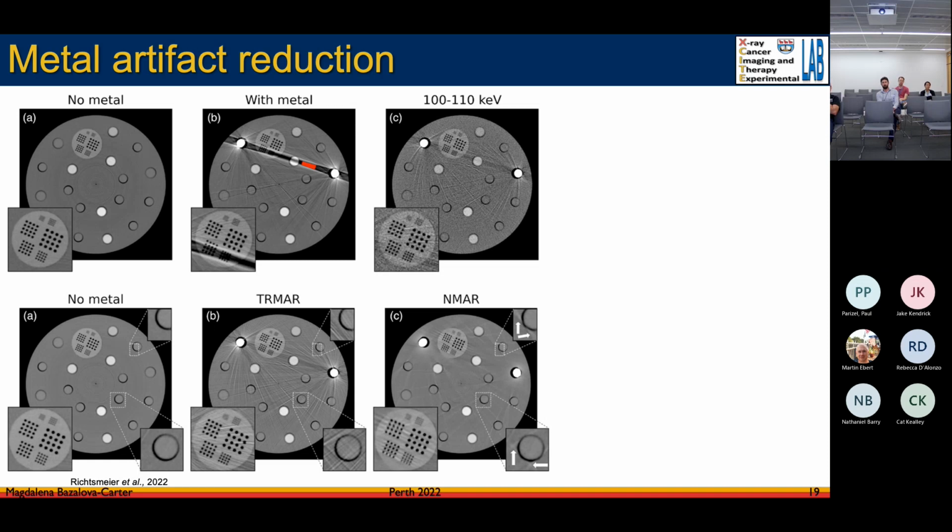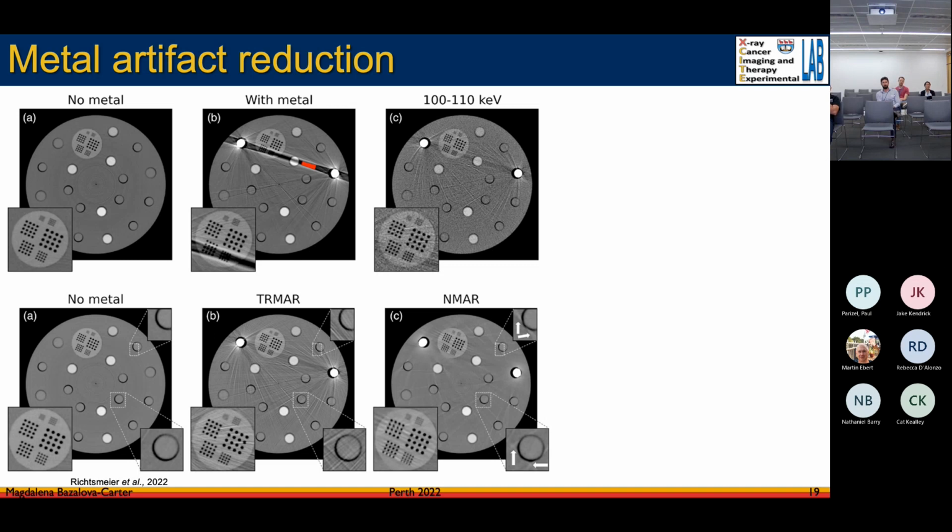So on the top here, we have our image without any metal. So you see it's nice and smooth, and we have this nice resolution piece, and we can see these 330 micron holes here. You might not be able to, but let's blame the PowerPoint. With metal, again, we see lots of artifacts in between the two metal screws here.